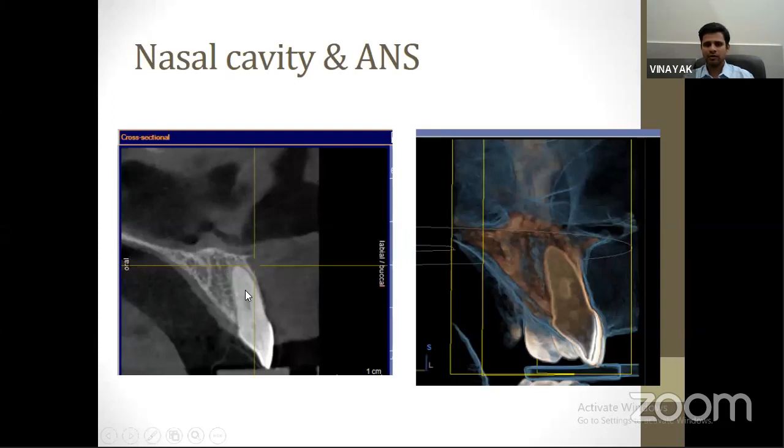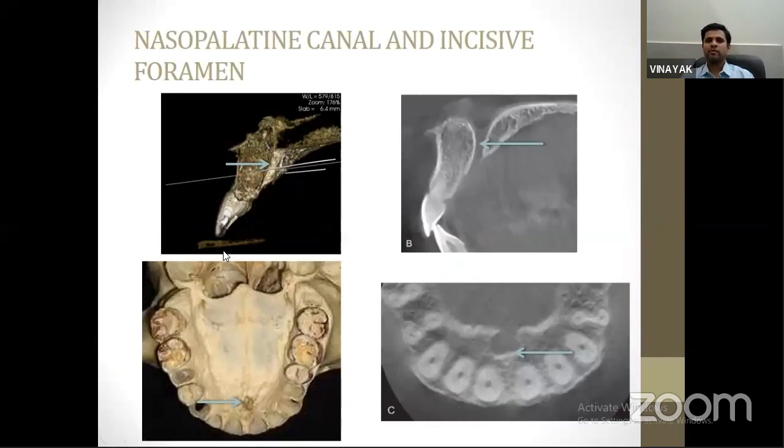This is the tooth. The second landmark in the anterior region is your nasopalatine canal or the incisive foramen. This nasopalatine canal will open as the incisive foramen. It is palatal to your central incisors, 11 and 21. So it is important you avoid perforating them while placing implants in your anterior region.